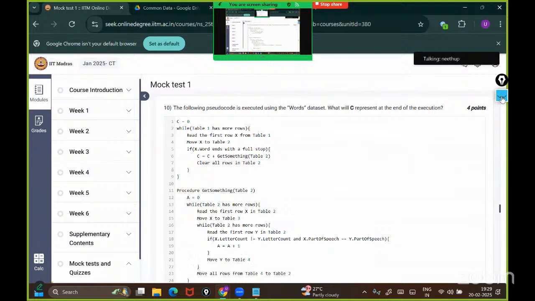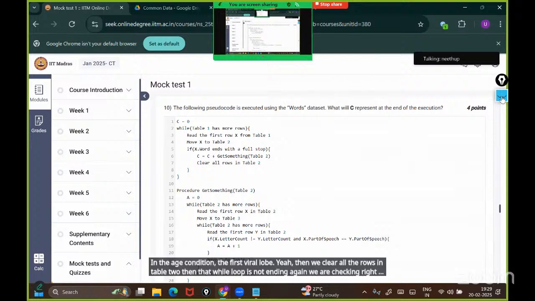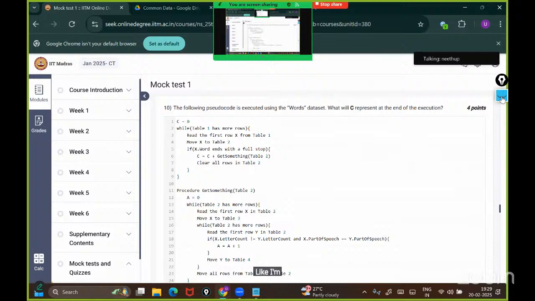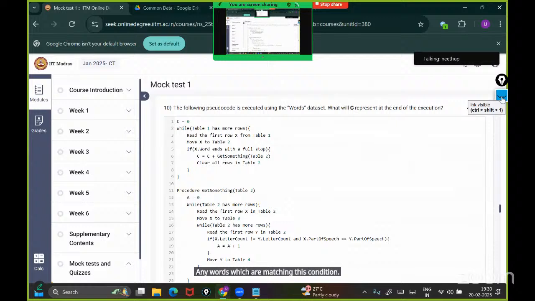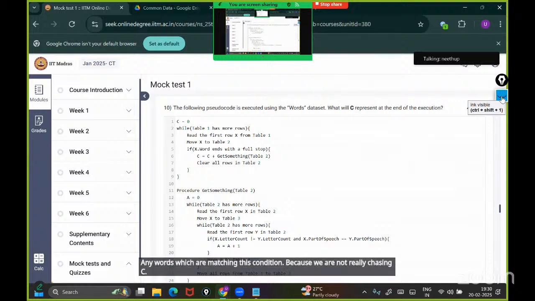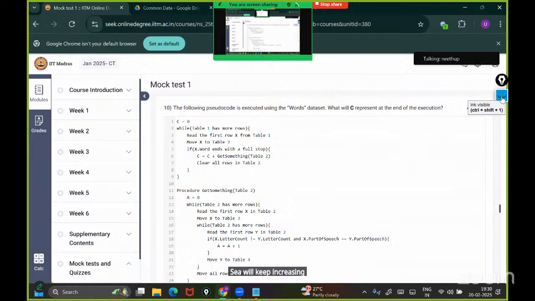in the if condition, the first while loop. Yeah, and then we clear all the rows in table 2. Then that while loop is not ending. Again, we are checking, right? While table 1 has more rows. So it will go to the next sentence, right? Like I'm late. If that is the second sentence, then it will check again for that second sentence. Is there any matching, any words which are matching this condition? Because we are not reinitializing, C will keep increasing. So how will the answer become like in the same sentence? It will be across all the sentences.